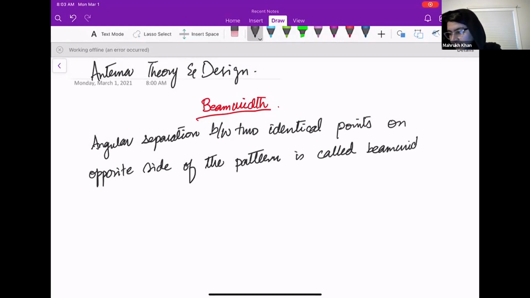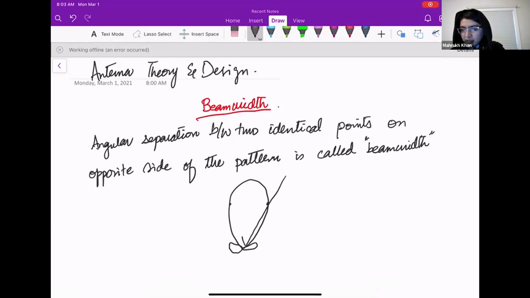But it means that if you have some pattern like this, and this is your main lobe, then there would be an angular separation between any 2 points. Let's say these are the 2 points. You can say this is beam width. So we have not defined any particular beam width, but we are just saying that beam width is the distance or angular separation between any 2 points.